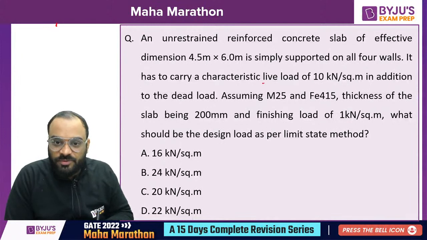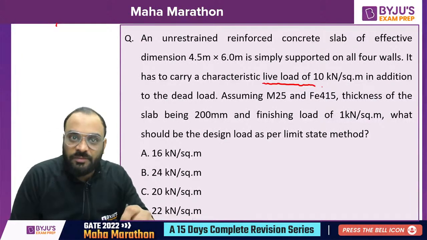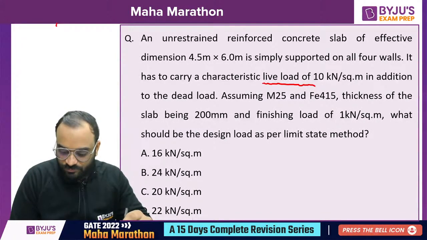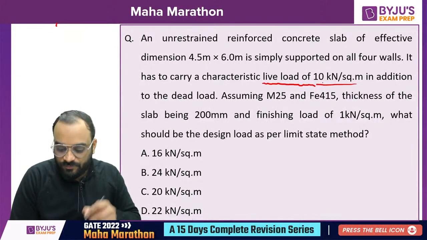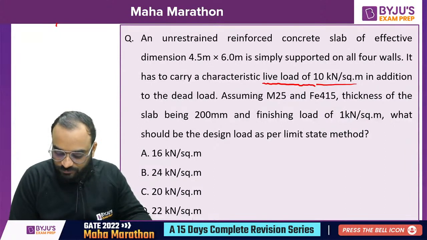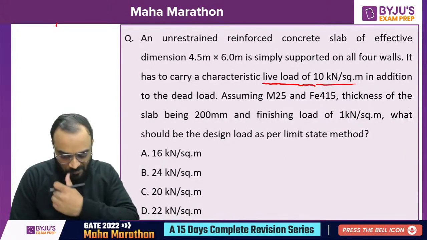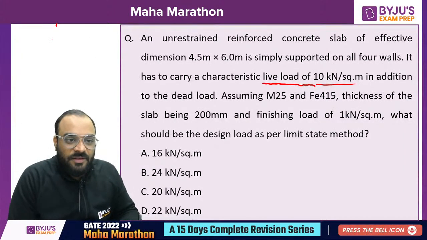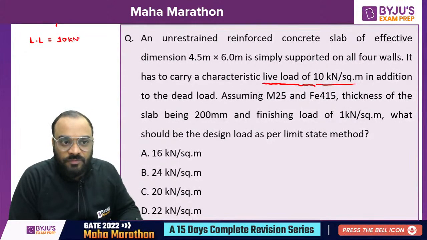Sanjana, in this particular problem, they have given the live load also, which is 10 kilonewton per square meter. You need to calculate the dead load value. No issue, guys. Listen carefully. Basically, we need to calculate the loads first. In this case, the live load value is already given to us, that is 10 kilonewton per meter square. What is the value of floor finishing?